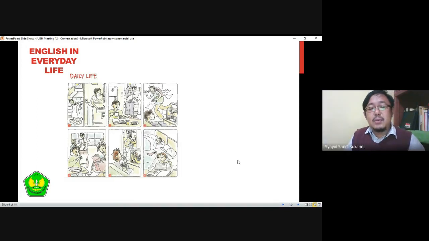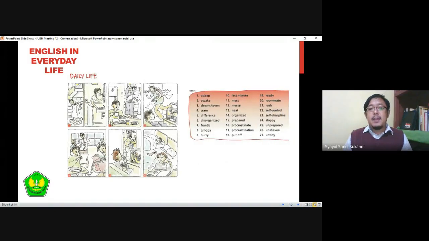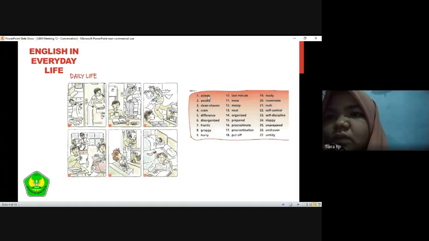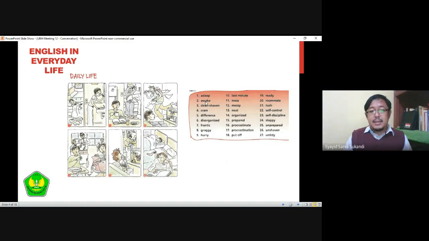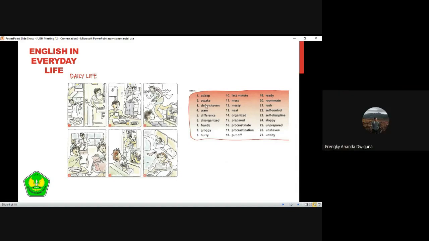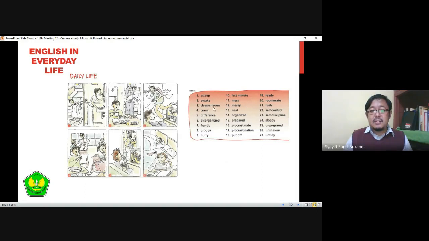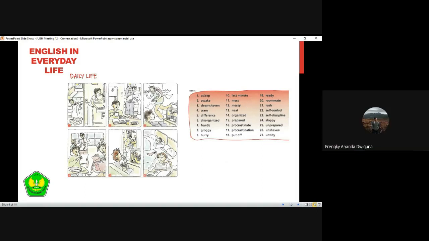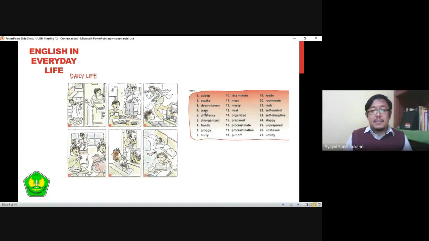Okay, now we learned vocabulary from this picture. Although I haven't shown you the vocabulary yet, let me show you the list of the vocabulary that we have. Okay, asleep. Asleep is picture number one. Awake, number two. Number three, clean shaven. Cramp. Number two. Yeah, cramp. This one is feeling cramp in your body.